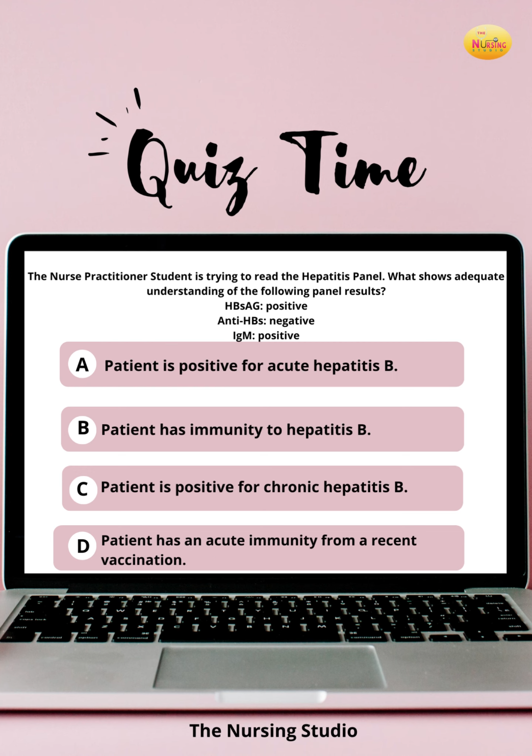All right, question number 3. The nurse practitioner student is trying to read the hepatitis panel. What shows adequate understanding of the following panel results? The HBsAg is positive, the anti-HBs is negative, the IgM is positive. All right, is it A, the patient is positive for acute hepatitis B? B, the patient has immunity to hepatitis B? C, the patient is positive for chronic hepatitis B? Or D, the patient has an acute immunity from a recent vaccination? Take a moment to tell me what you have in the comments.